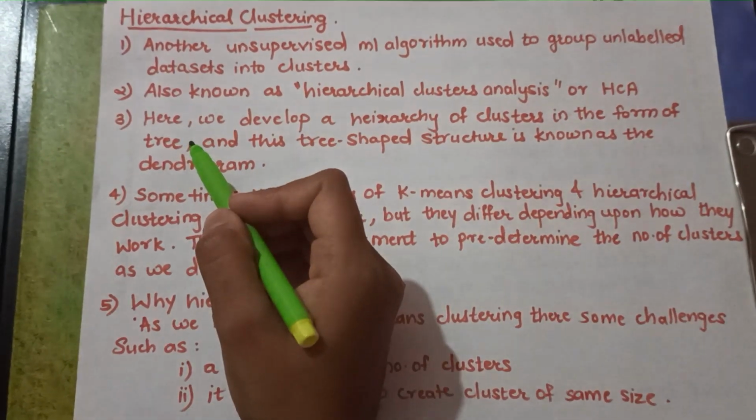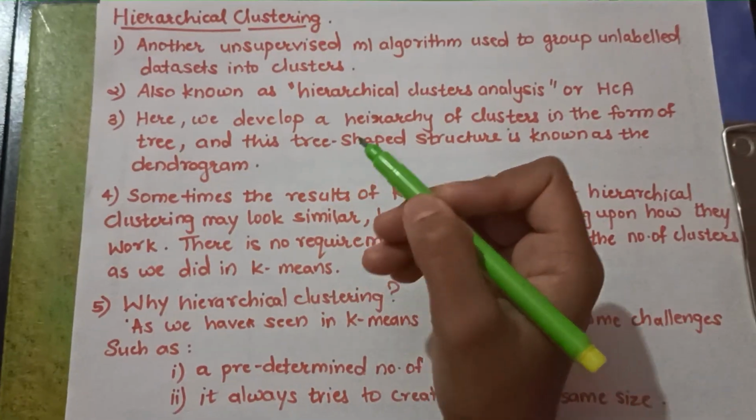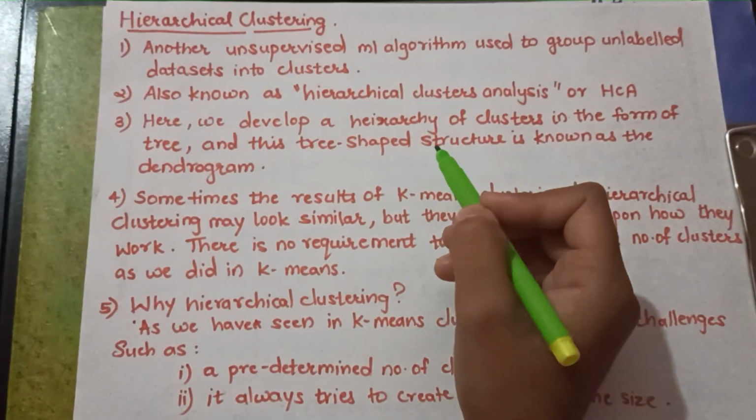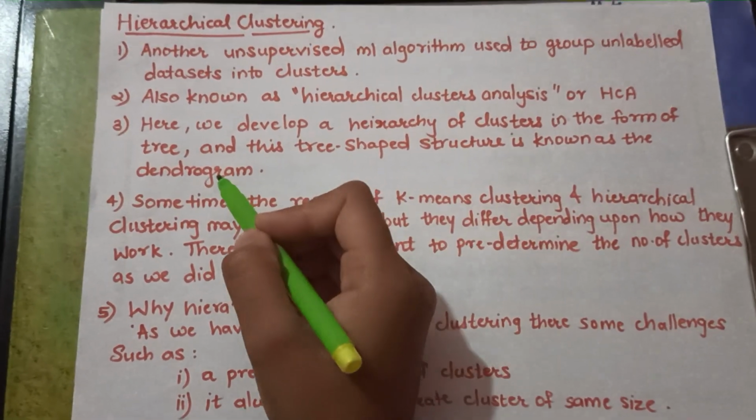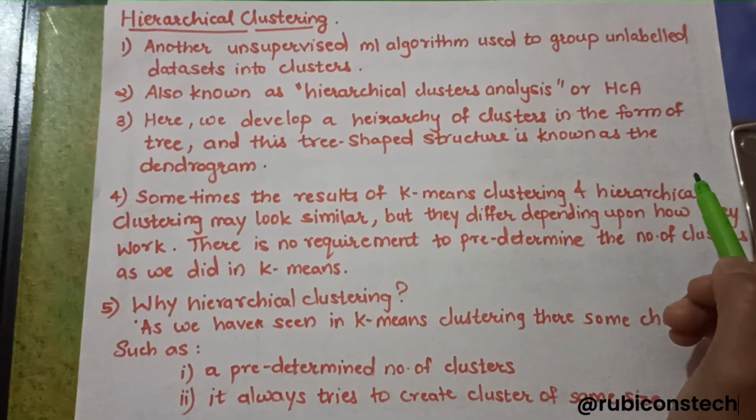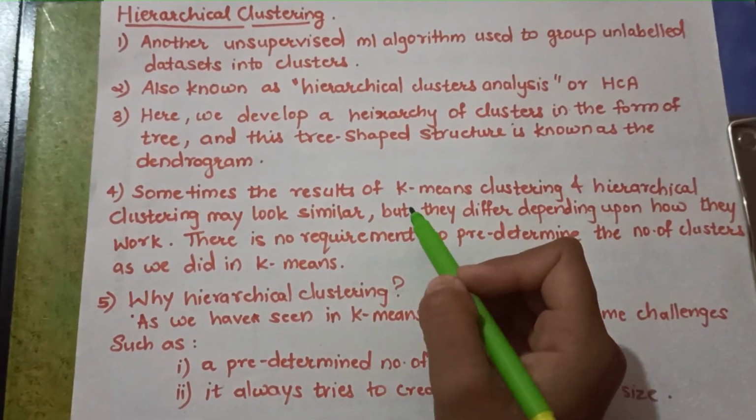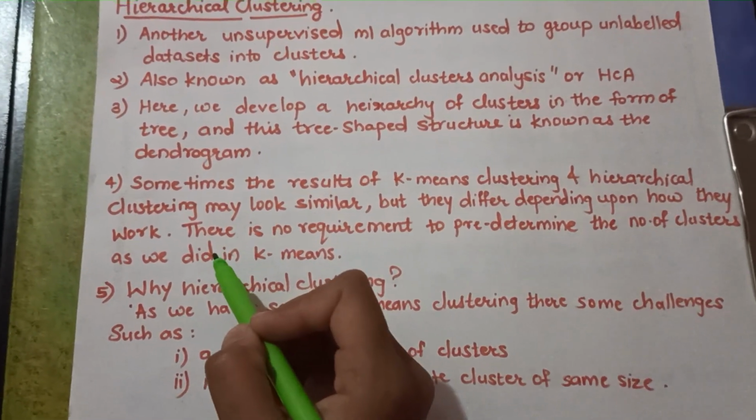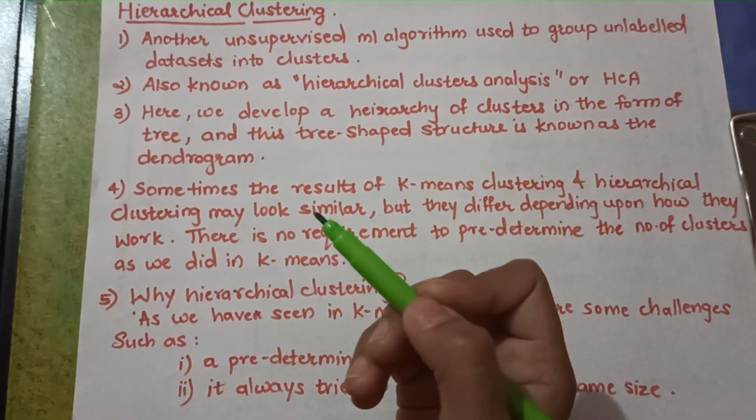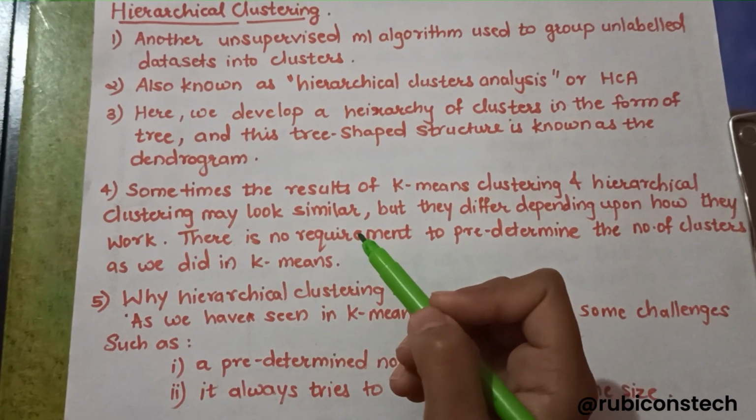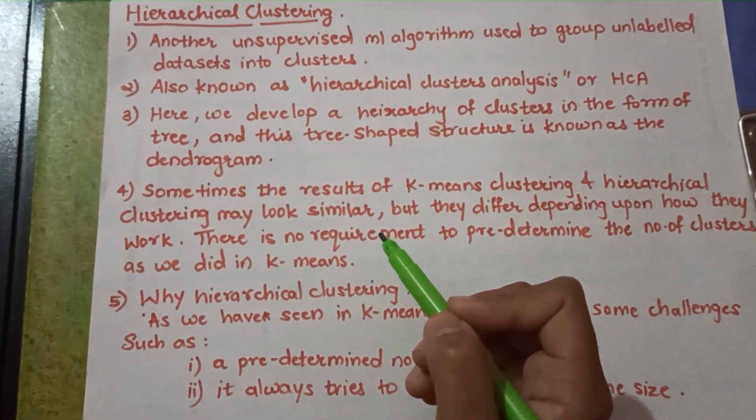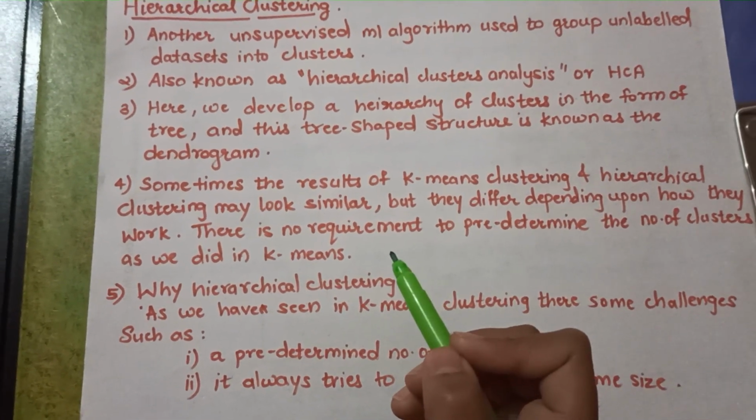In hierarchical clustering we develop the hierarchy of clusters in the form of a tree, and this tree-shaped structure is known as a dendrogram. Sometimes the results of k-means clustering and hierarchical clustering may look similar, but they differ depending upon how they work. As we have seen, in k-means clustering we need to predetermine the number of clusters before starting the algorithm, but in hierarchical clustering there is no need to predetermine the number of clusters.